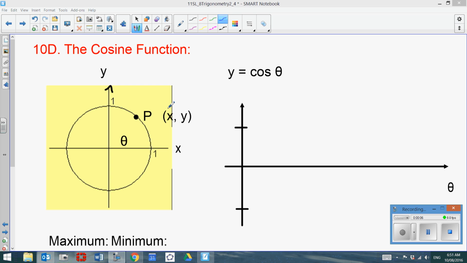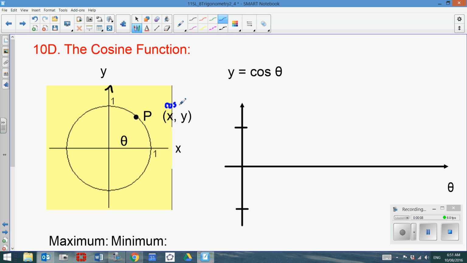So remember, your cosine is your x value. So cosine theta, beginning at 0 degrees and moving in an anti-clockwise direction around this unit circle, my x values begin at positive 1. Notice what happens to your x values as you take this point P and travel around your unit circle.